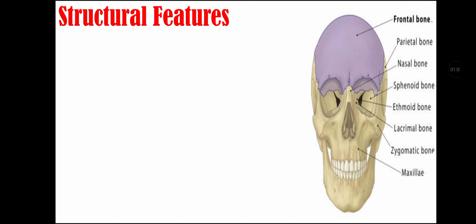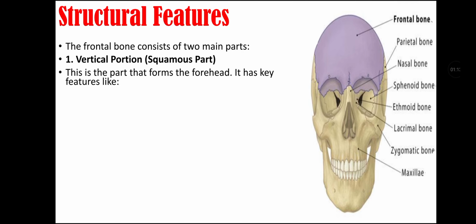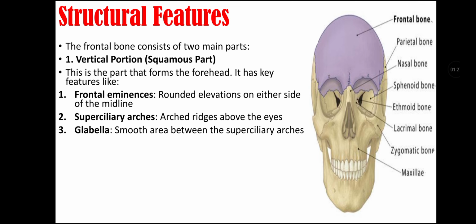Now let's talk about structural features of frontal bone. Frontal bone consists of two main parts. First is vertical portion, that is also called as squamous part. This is the part that forms the forehead. It has key features like frontal eminence, that is rounded elevation on either side of midline. It has superciliary arches, that are arched ridges above the eyes, and glabella, that is smooth area between the superciliary arches. Second portion of frontal bone is horizontal portion, that is also called as orbital part.